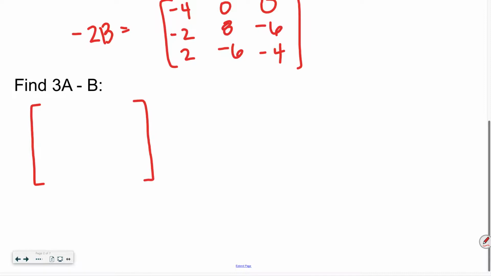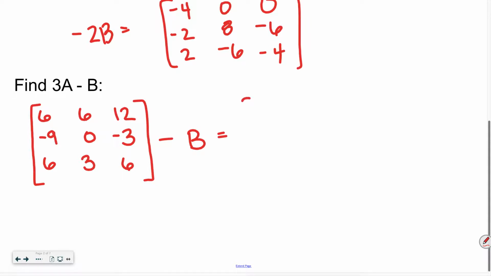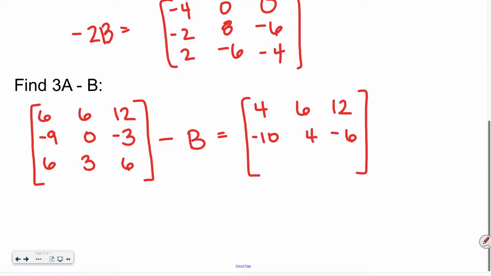Kinley, can you read me your 3A? Yeah. 6, 12, -9, 0, -3, 6, 3, 6. And then we're going to subtract matrix B. To get at the end, what was your result? 4, 6, 12, negative 10, 4, negative 6, 7, 0, 4. Do you agree with that? Okay.